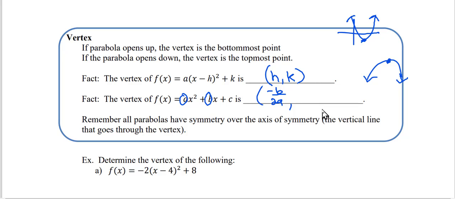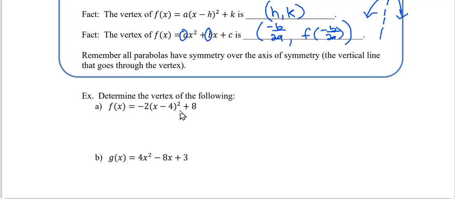No problem. So that's the x coordinate of the parabola. The y coordinate of any function we find by plugging that x coordinate into the function, the corresponding y that goes with that x. So that'll help us find our vertex when we are in that standard form. Parabolas have symmetry over the axis of symmetry. That's the vertical line that goes through the vertex.